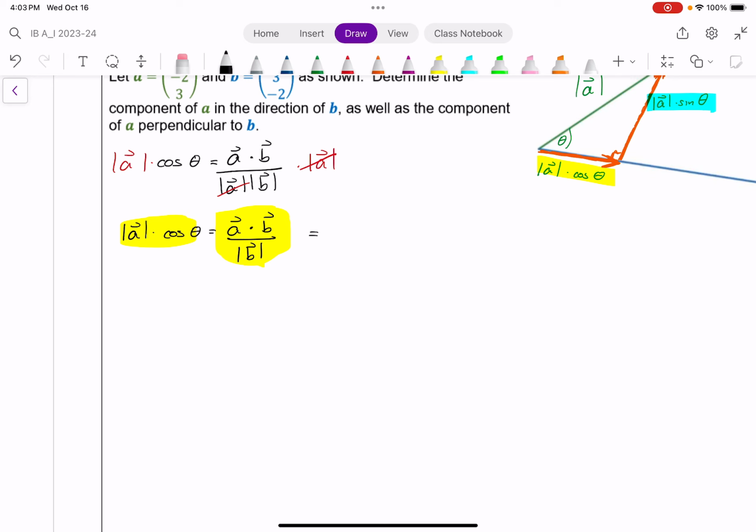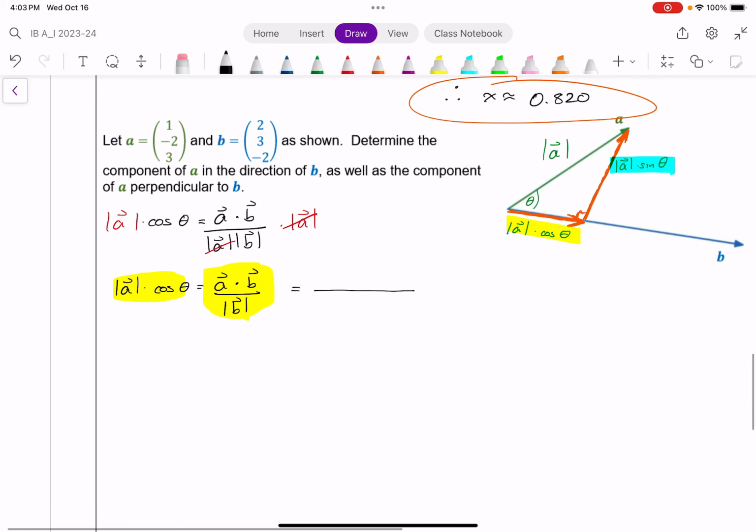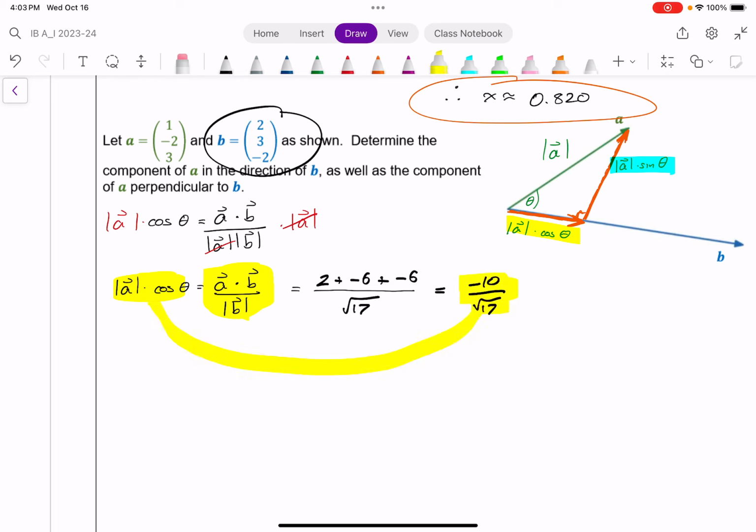The dot product of A and B is relatively easy compared to the vector product. Again, it's this times this, plus this times this, plus this times this. We saw that in the last lesson, so I'll say that pretty quickly. You should get 2 plus -6 plus another -6. And the magnitude of any vector should be relatively quick, which we should get root 17. And so I get -10 over root 17, and I'm done. That is the magnitude of A times the cosine of theta, which is the component of A in the direction of B.